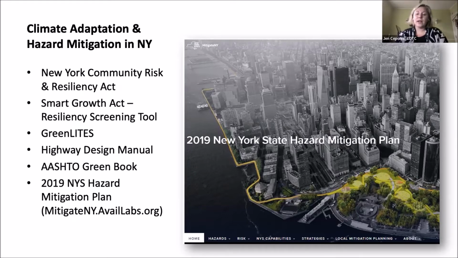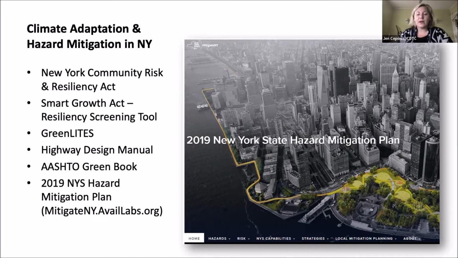New York State is also working on integrating a resiliency screening tool that will be part of the Smart Growth Checklist. Other programs and things related to resiliency, New York State DOT has the Green Lights program. Green Lights stands for Green Leadership and Transportation Environmental Sustainability. It encourages the protection and enhancement of the environment, better public involvement in the planning and design process, and integrated smart growth and other sound land use practices into transportation planning and design. So it encourages communities to build better infrastructure.